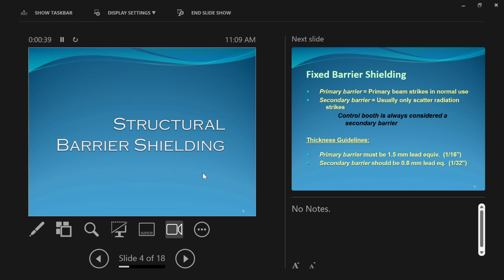This section is titled Structural Barrier Shielding. This is the last set of notes for you guys. This sort of puts the capstone on everything for personnel protection. So we're going to talk about what our structural shields are, what the requirements are, where they are, that kind of stuff, and we'll get names for all these structural shields. So let's go ahead and jump into this.